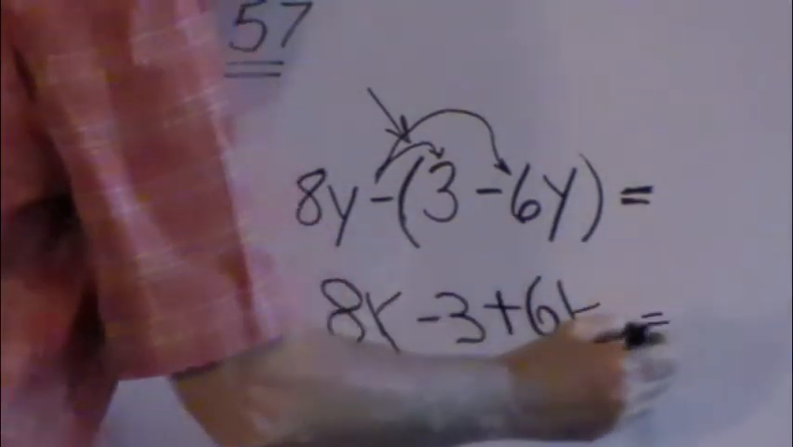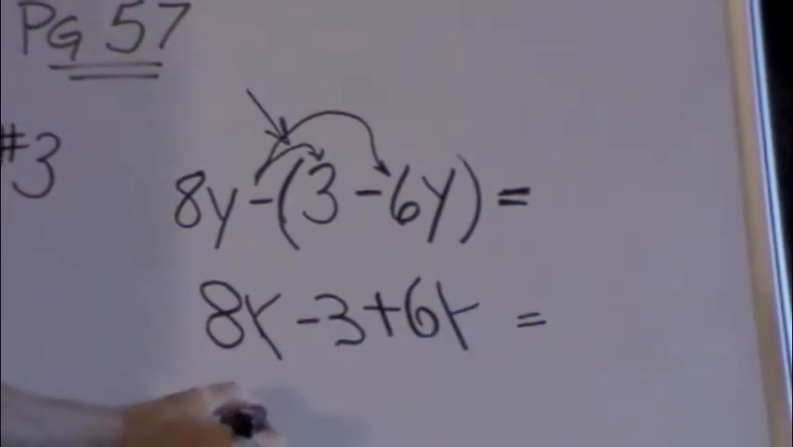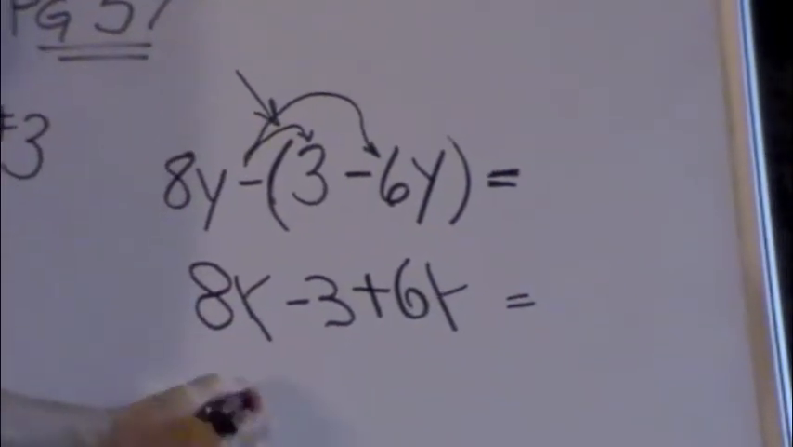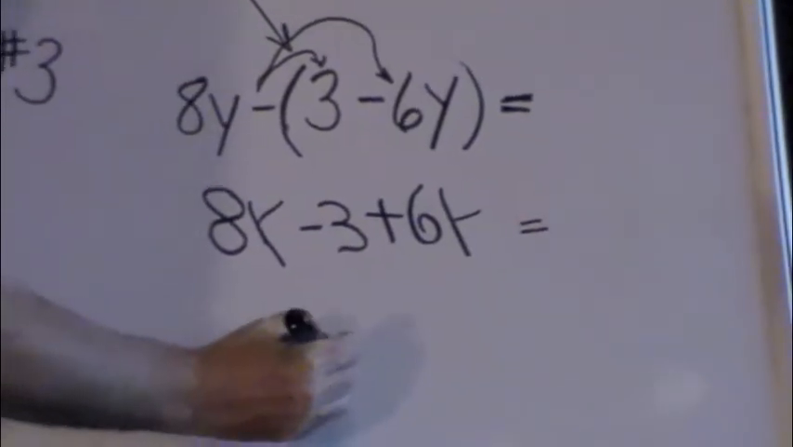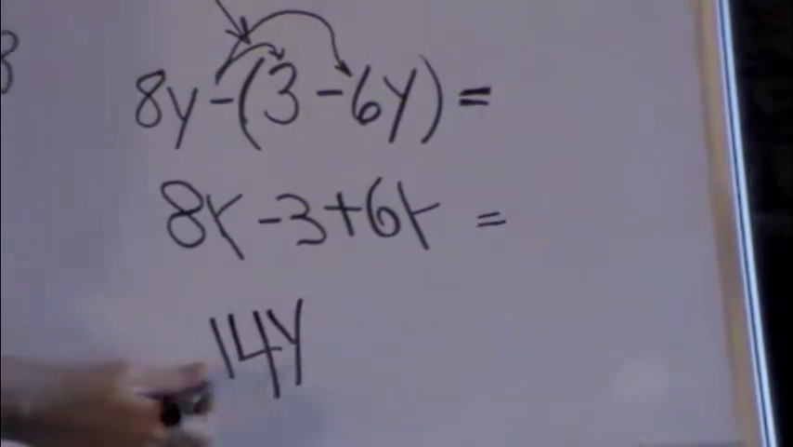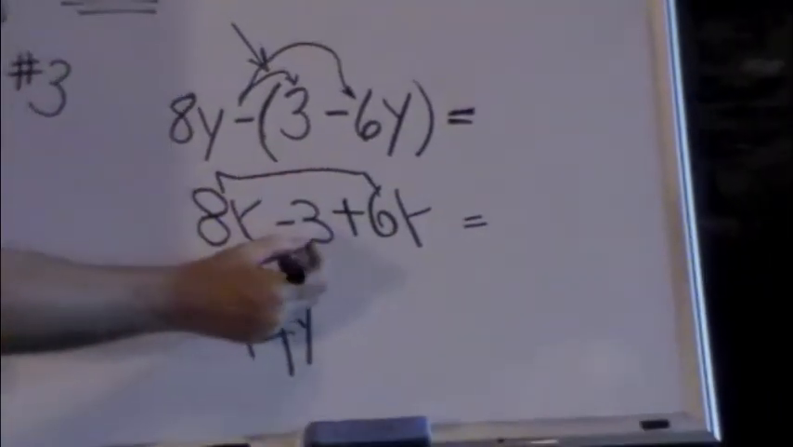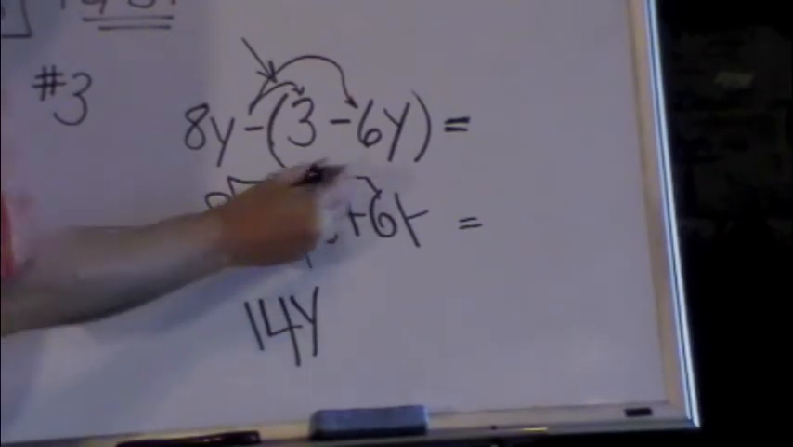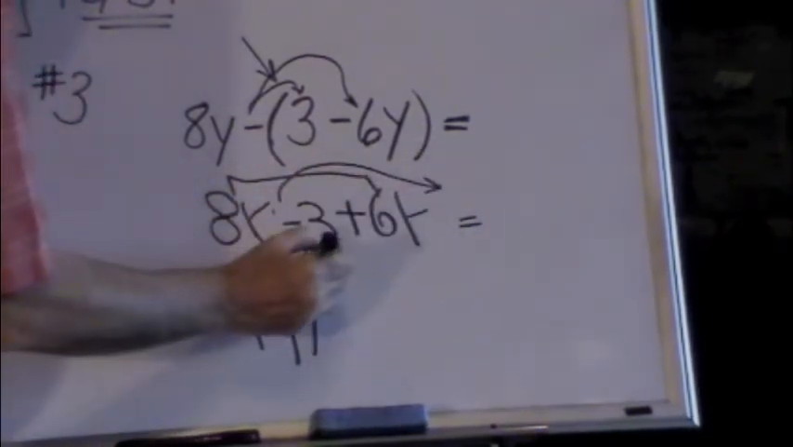All right. What do we do now? What is 8y and 6y? Of course. 14y. Now that -3, let's move it. There's nothing over here. Let's put it over here. Let's put a +3.